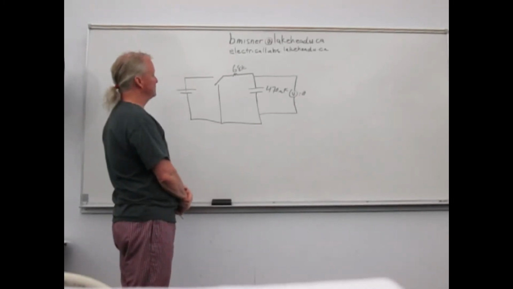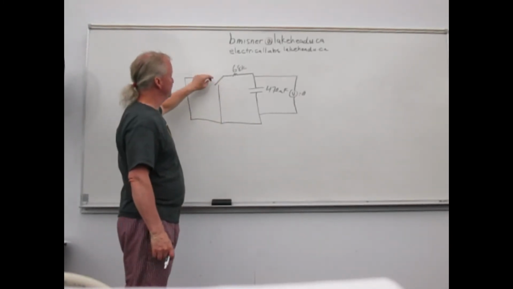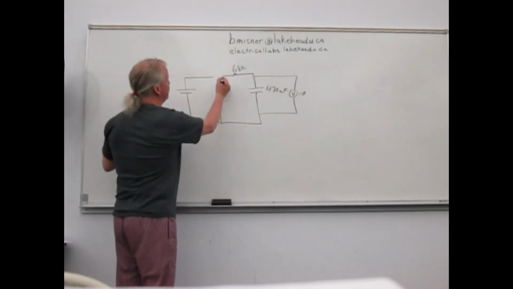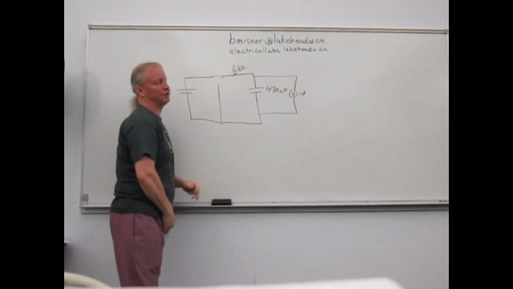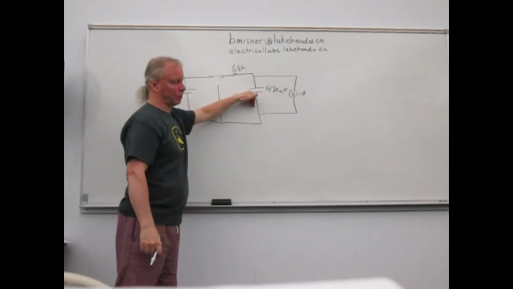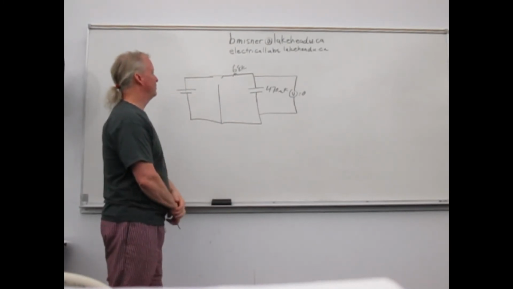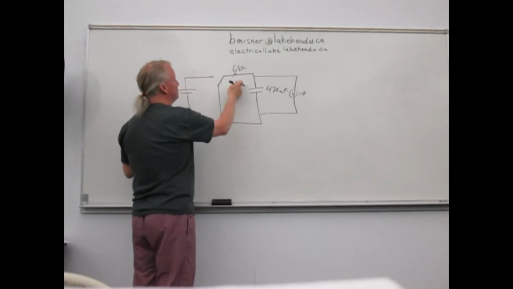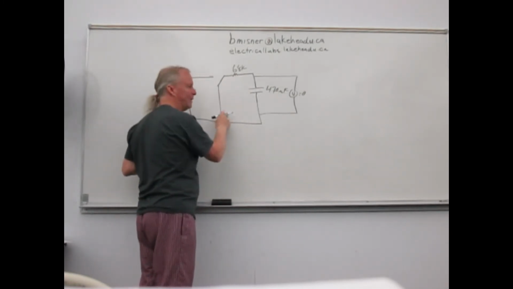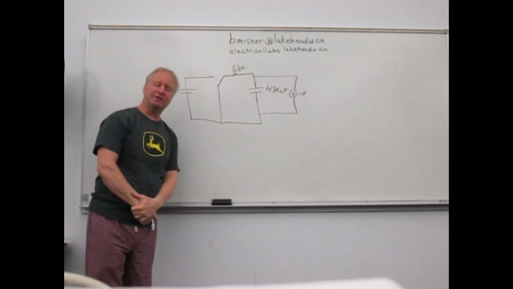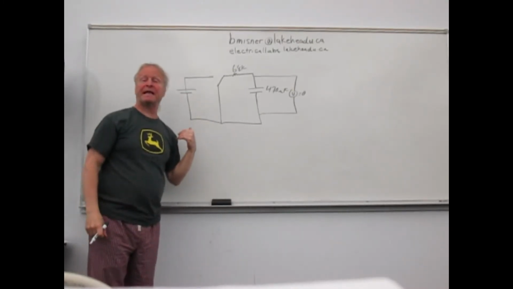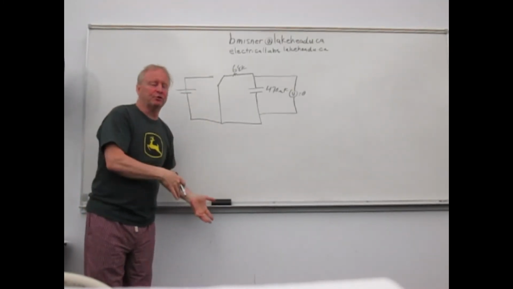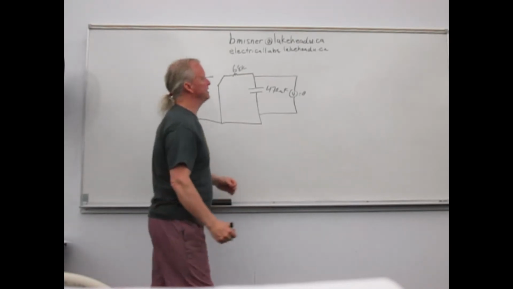To charge it, we would have the switch in this position here, and it starts charging the capacitor. But when we flip the switch down here, it starts discharging the capacitor because now it's connected to ground. It'll discharge at the same rate, but in the opposite direction.